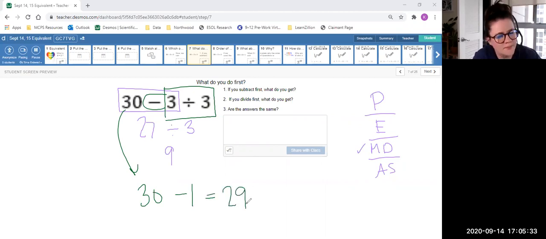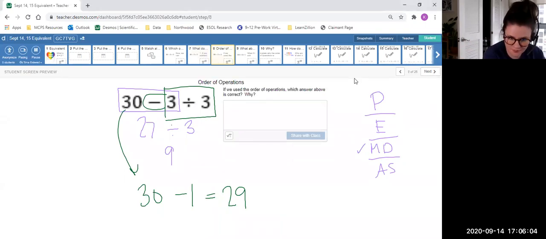Are the answers the same? No, they're not the same because we did them in different orders, right? And the first time I made my number smaller before dividing, right? My 30 went to 27 and then I divided by 3. The other time I divided first, so I made that number smaller and then I took less away. All right, we will be playing with this, and I know that that language is mixed math, but that's okay.